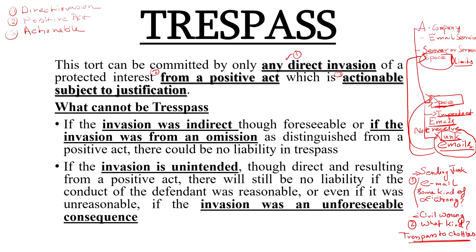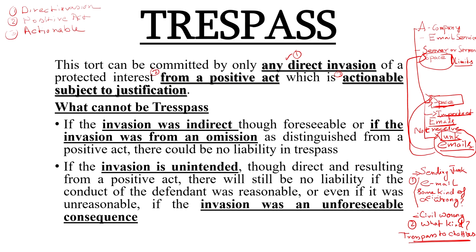Now when we say what is trespass, we say these three things: direct invasion, positive act, and actionable, some wrong has been committed. But what is not trespass? Obviously, just the negative of this: where the invasion was not direct though foreseeable, or if the invasion was from an omission as distinguished from a positive act, there could be no liability in trespass. For example, I have removed a manhole in a road which usually is dark at night. So of course somebody will fall if somebody is walking, because they will not be able to make out in the dark night whether the manhole is there or not.